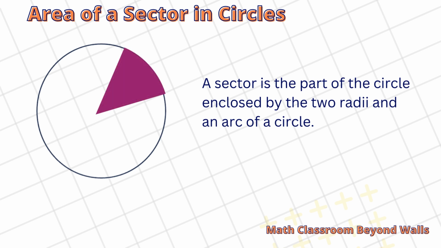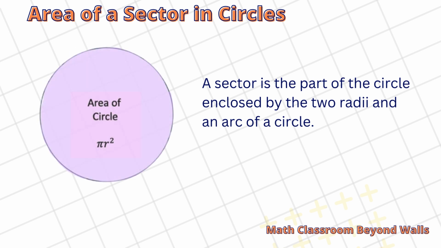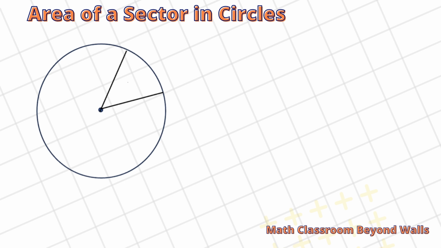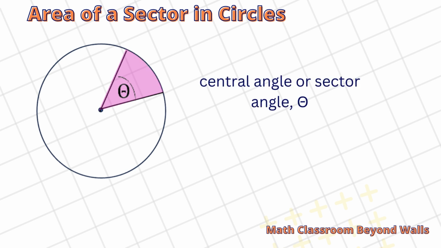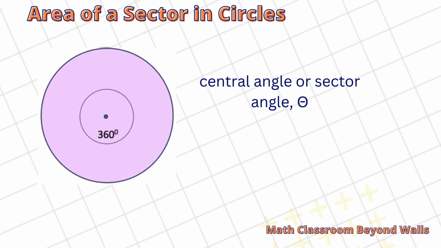This area of the sector, as you see in the drawing, is just a part of the area of the circle. Remember that the area of the circle is pi r squared, where r is the radius of the circle. On the other hand, the angle created by the two radii enclosing the sector from the center of the circle is the center angle or sector angle theta. This angle is also just a part of the total angle around the circle, which is 360 degrees.